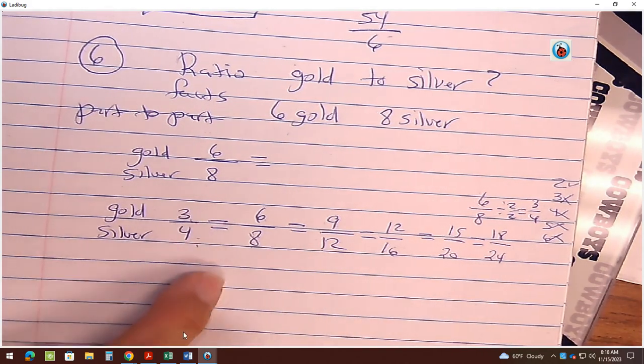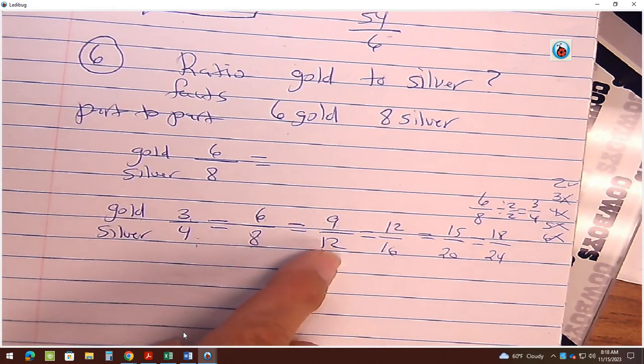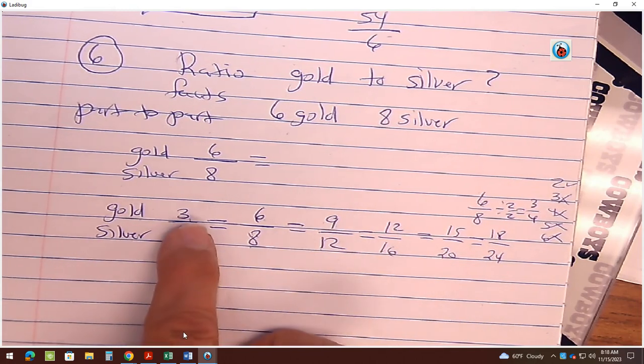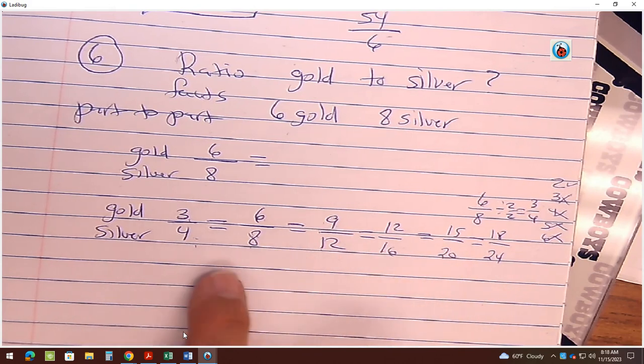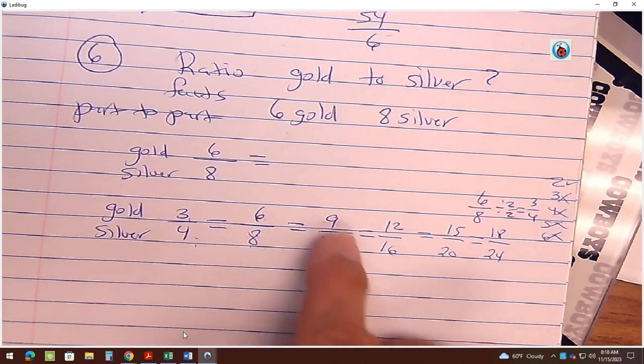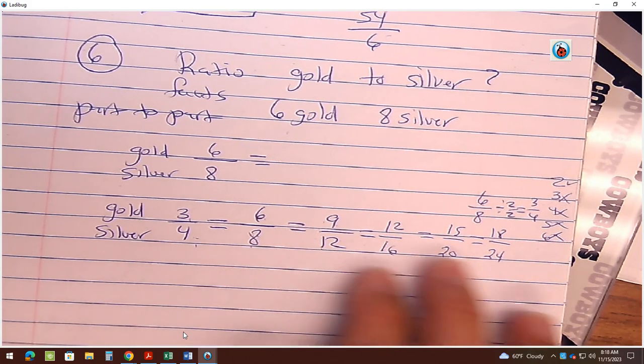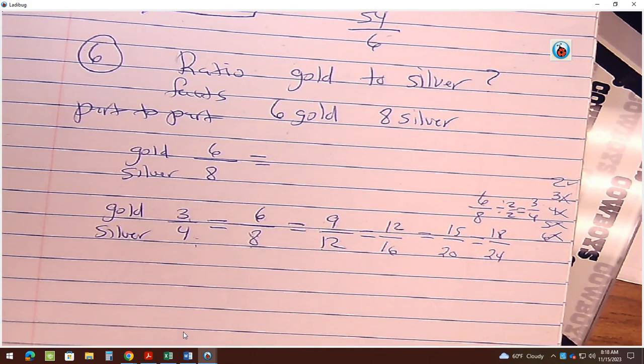All this is possible. If there's 6 gold, there's going to be 8 silver. If there's 9 gold, there's going to be 12 silver. For every 12 gold, there's going to be 16 silver. They're all equivalent. They're all proportional. If we start doing the cross multiplies on all of them, they all would go proportional. Questions? Now let's check which one is what they want.